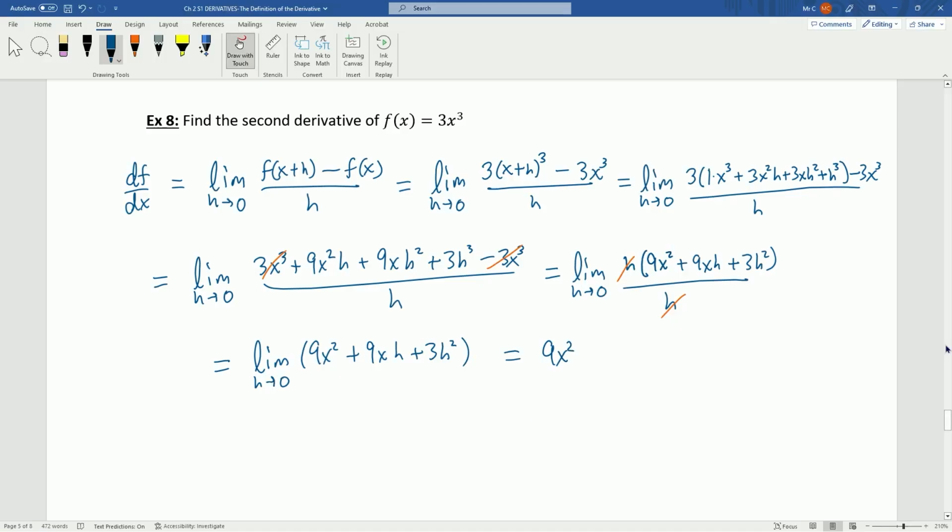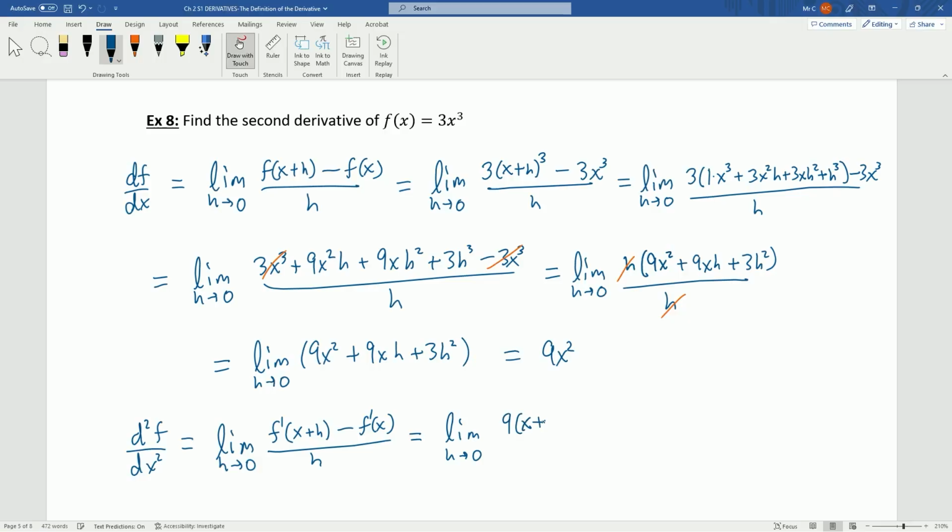But that was just our first derivative, so now we want to take the second derivative of f with respect to x twice. So that means we're taking the derivative of the derivative. So this gives me 9 times (x plus h) squared minus 9x squared all over h.